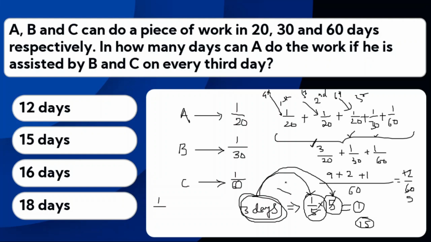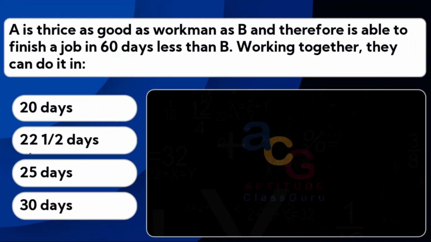If you can't get this concept right, I will give you something simpler. 1/5 of the work is completed in 3 days. Then 1 unit of work is completed in how many days? Simple cross multiplication: 1 into 3 divided by 1 by 5. Again this will come to the numerator part. So 3 fives are 15 days is the answer. Anything is fine. Okay, so the answer will be 15 days. Just look at the next question.